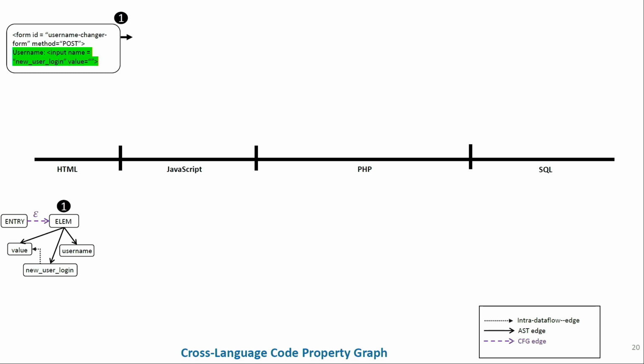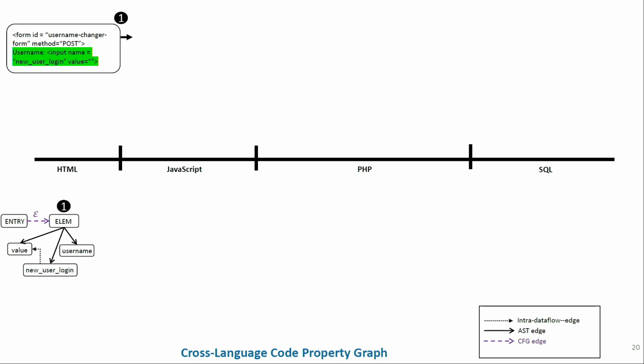So let's take a deeper look at how this cross-language code property graph works and how it helps us to analyze the GDPR regulations. I will give you a brief overview of how those different code property graphs are connected to each other. On the top left, you can see an HTML input field which collects personal information from the user end.